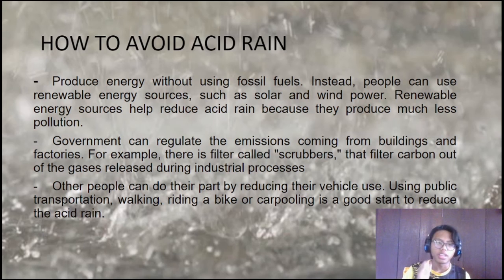Okay, next and lastly, for us, other people, as citizens, we can do our part by reducing our vehicle use. For example, we can use public transportation, walking, riding a bike, or carpooling to reduce acid rain. As we know, if we always walk or ride a bike or use vehicles that do not produce toxic gas such as carbon dioxide or nitrogen dioxide, like a bike.